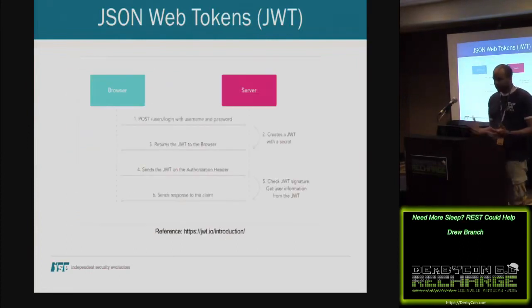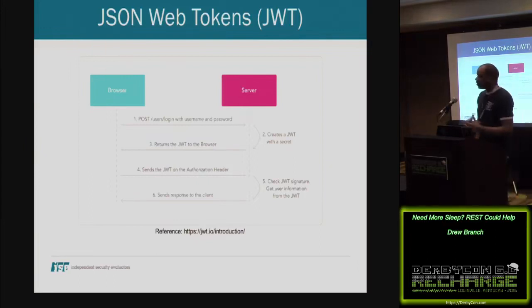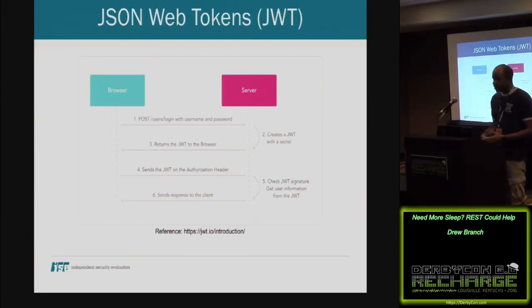So when a user logs in, the server checks the credentials. If everything is good, it'll create a JSON web token or JWT. Then for each request, the client will send this JSON web token with the request to authenticate itself and to verify the sender.